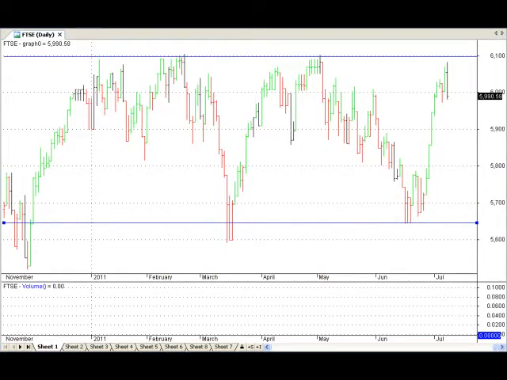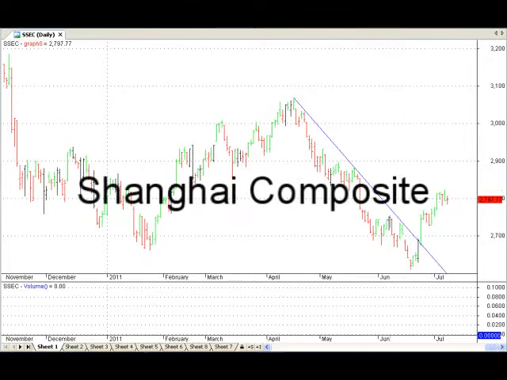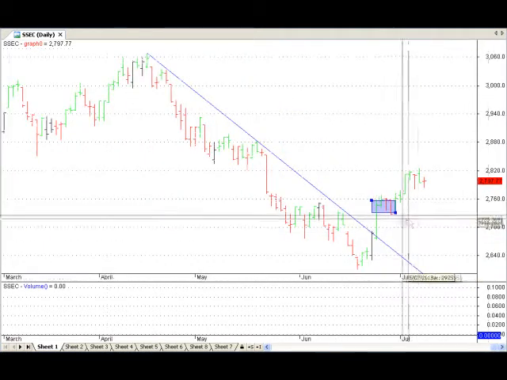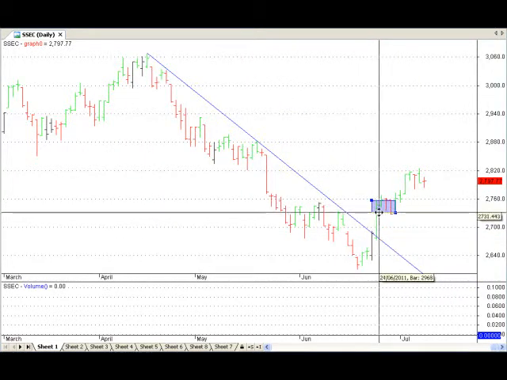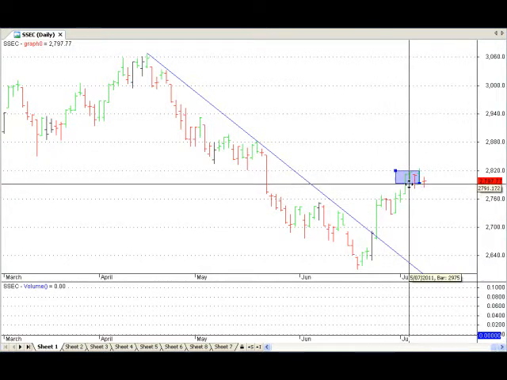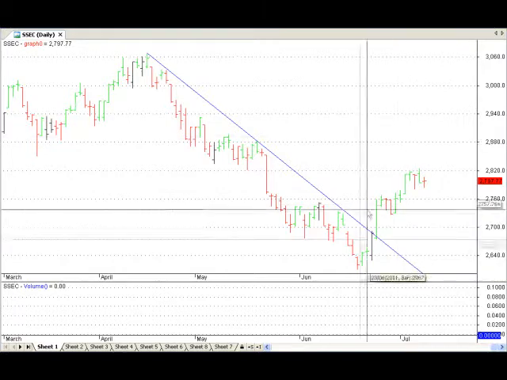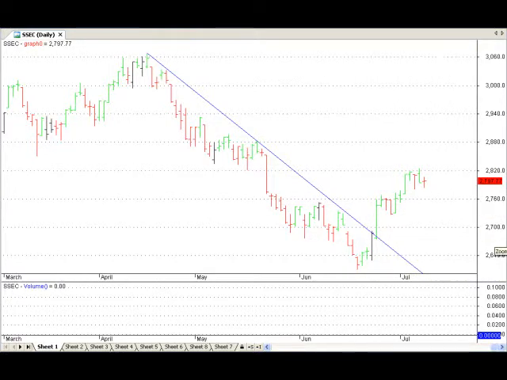Really quickly, we'll check out the Shanghai Composite. The Shanghai Composite is very similar. We called a short-term entry signal, an early warning at about 27,045, and then a solid signal at about 27,090. But again, it may be a false signal on the Shanghai Composite.